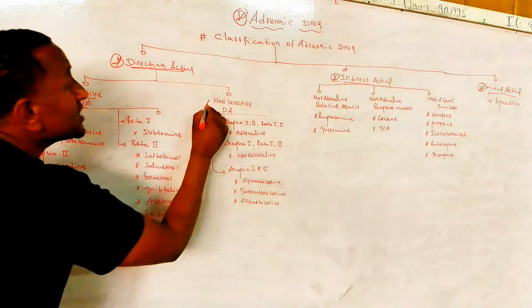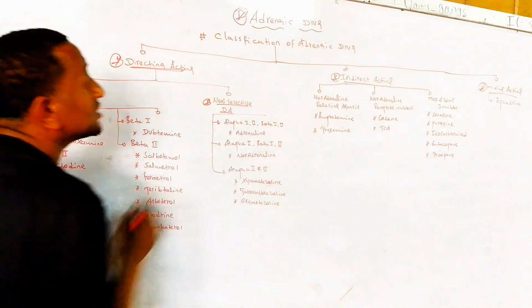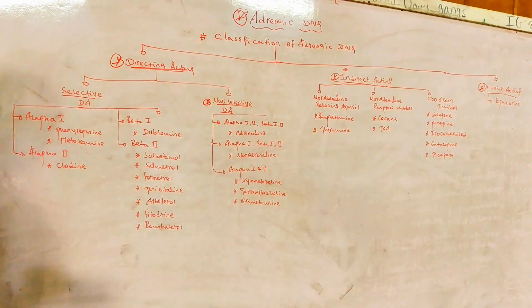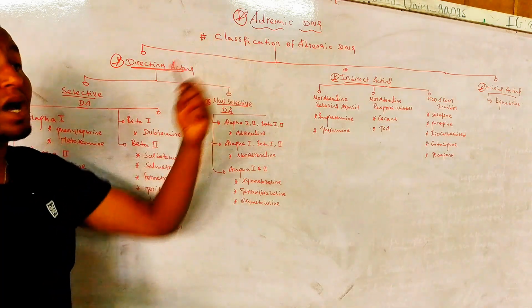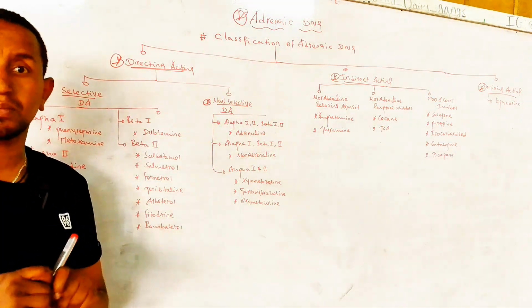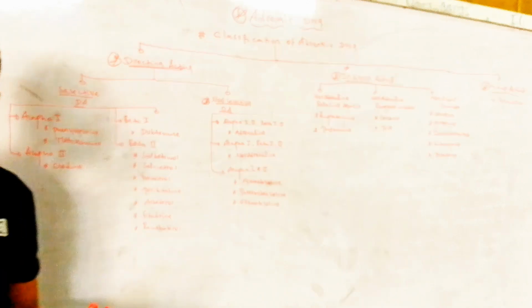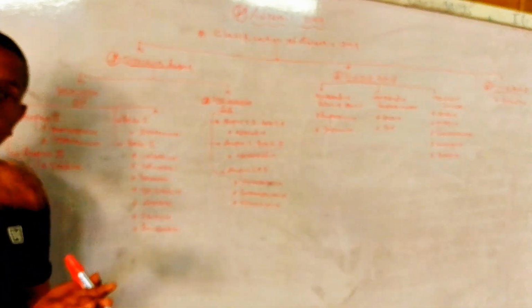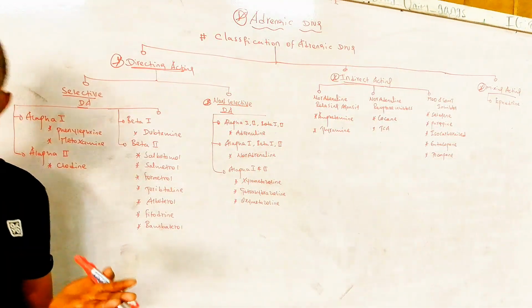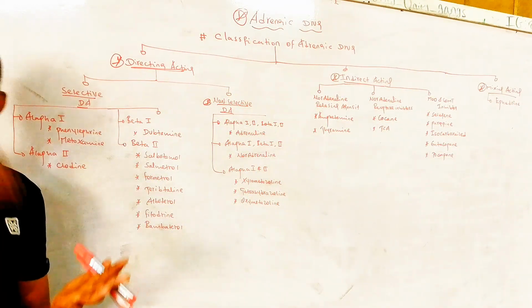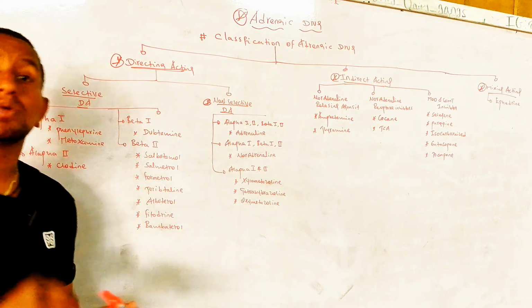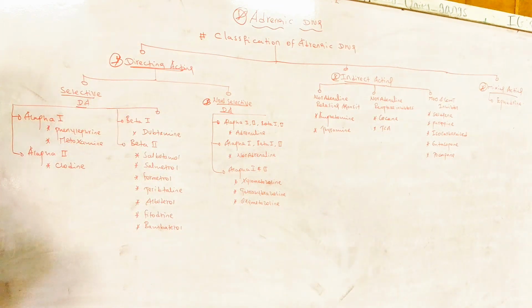selective direct acting adrenergic drugs and non-selective direct acting adrenergic drugs. Selective, because adrenergic drugs have two receptors, alpha receptor as well as beta receptor. When you say selective adrenergic drug, the drug is selective for either alpha 1 receptor or alpha 2 receptor, either beta 1 receptor or beta 2 receptor.